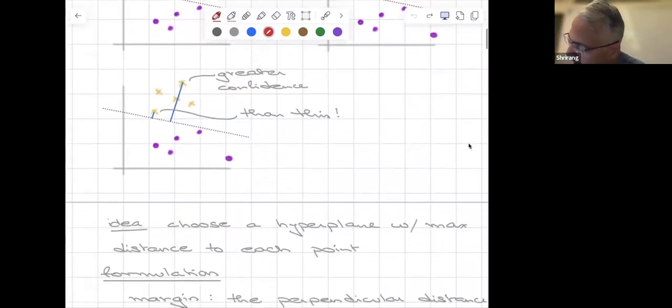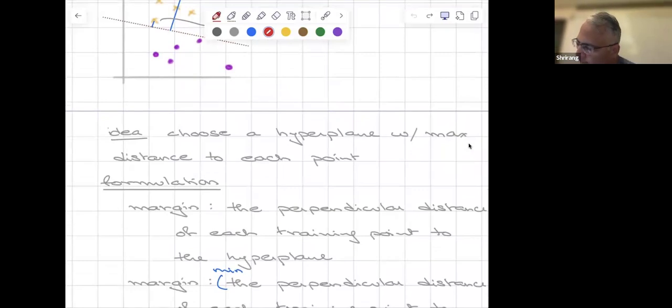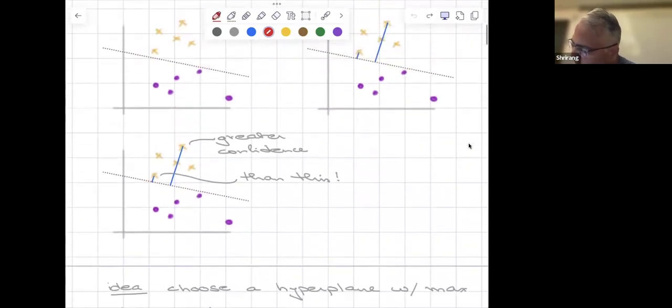Okay. So what I'm going to do is look at the distance of every point to the plane, and then look at the minimum distance, because that is the one I have least confidence in. And then I want the hyperplane that maximizes this value.